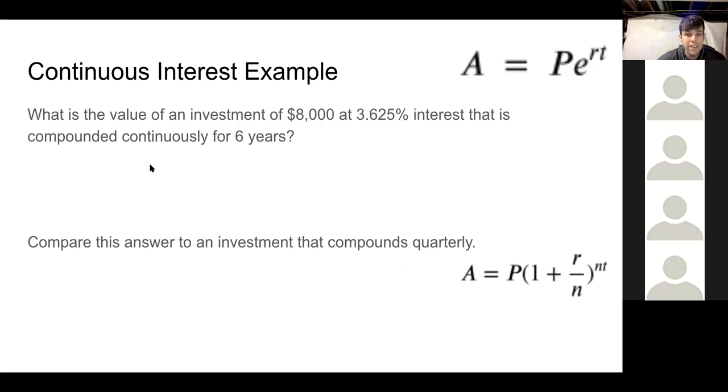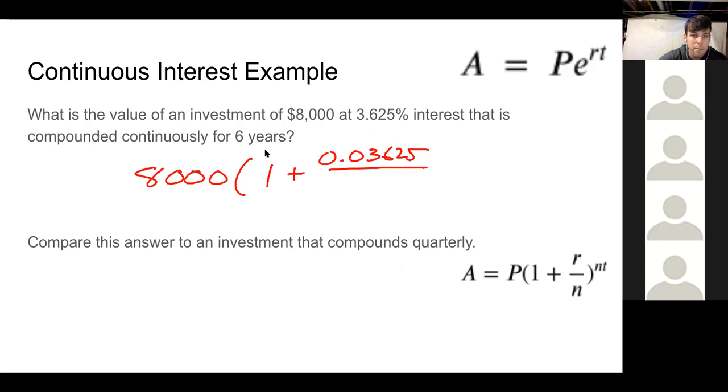So in this one, we're investing 8,000 at 3.625%, so that's 0.03625, compounded. Oh, I'm sorry, this one was continuously. So I'm going to do the one that's quarterly first. So quarterly for 6 years, so 4 times 6. This one was supposed to be the second example. That's okay, I'll just move it.